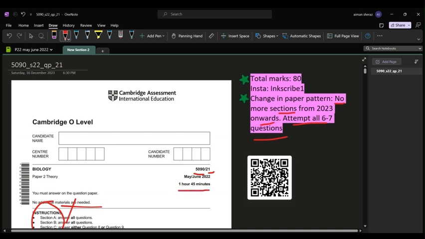The total time limit is the same as before, which is 1 hour and 45 minutes, and you should spend roughly 80 minutes solving your paper, and the remaining 20 to 25 minutes should be there for you to recheck your paper. Total marks are also the same as before, which is 80, and by this you should know that the weightage of P2 is also higher.